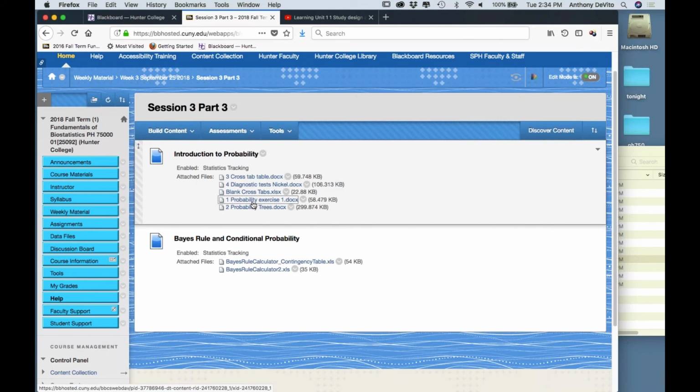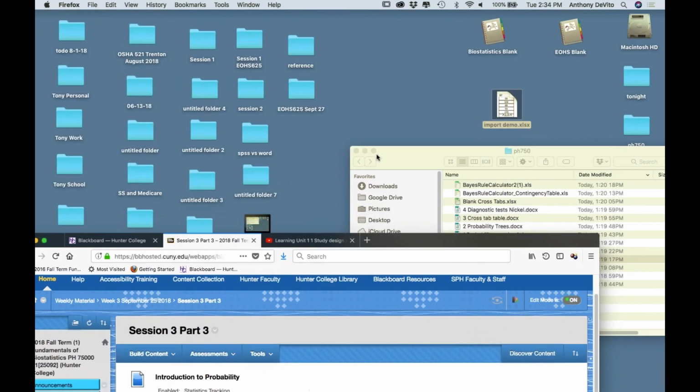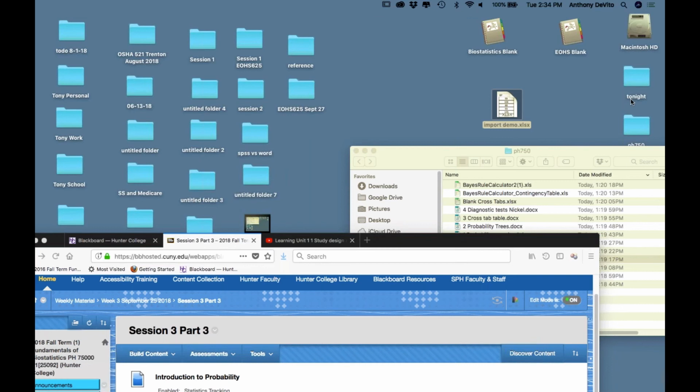So I'm going to open up this first document, which is probability exercise 1. Okay, let me find my folder. Wherever it is, here it is.